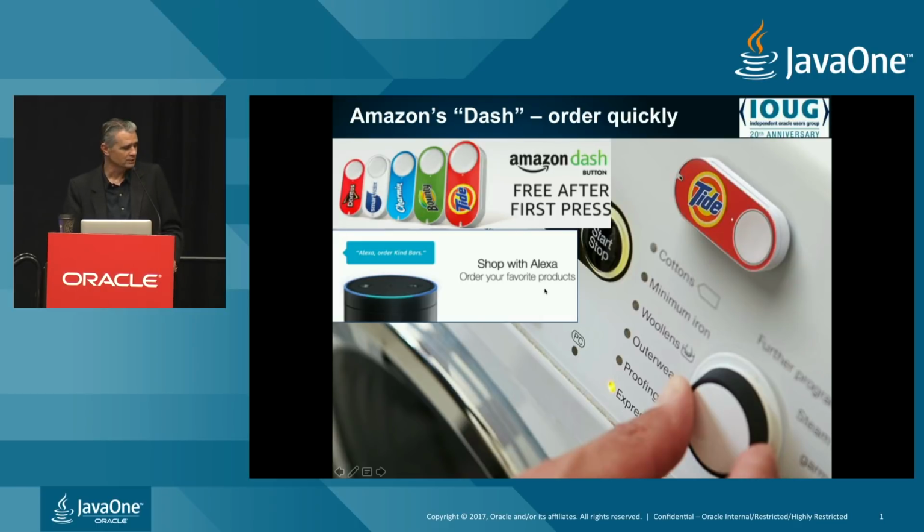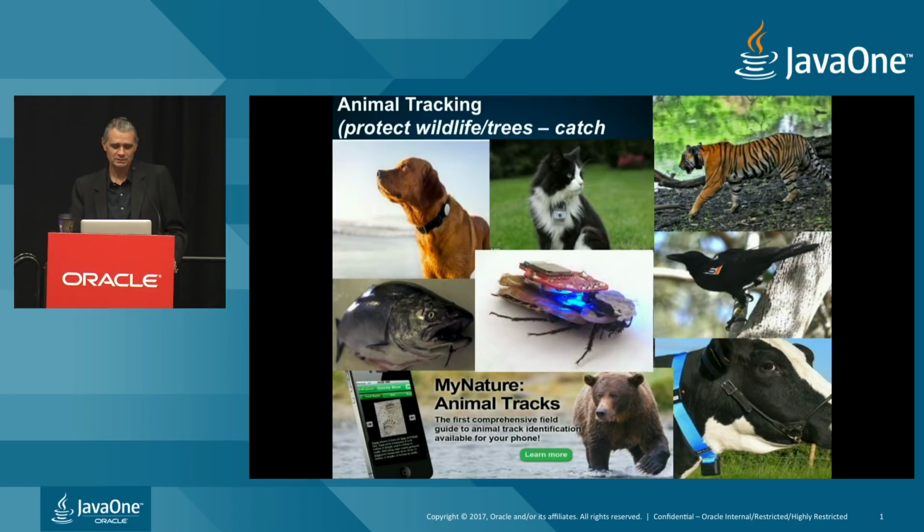Or no, we'll just give you Alexa. Then the little kid can say, Alexa, send some Doritos. How much? A truckload. You know, it's coming.